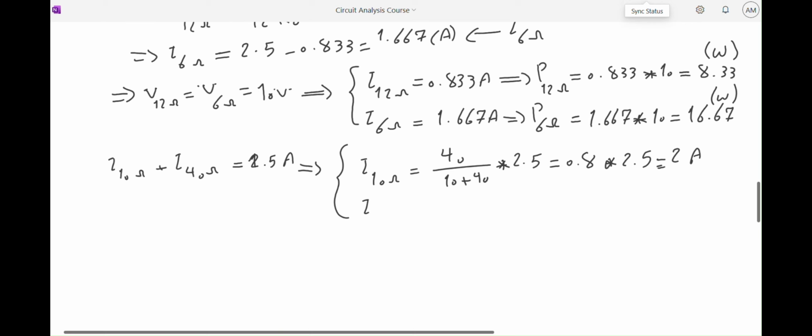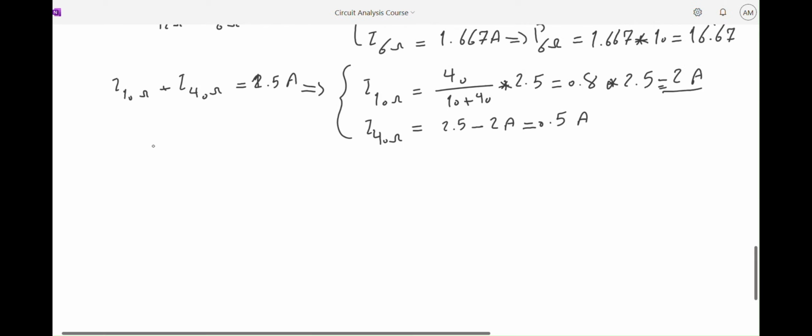So it's easy to figure out the current of 40 ohms. The current of 40 ohm is 2.5, the main current, minus 2 amp, which is the current flows into 10 ohms. That would give me 0.5 amp. That's the current of 40 ohms. Okay. And I know that the voltage of 10 ohms equals the voltage of 40 ohms because they're both in parallel, and that is 20 volts.